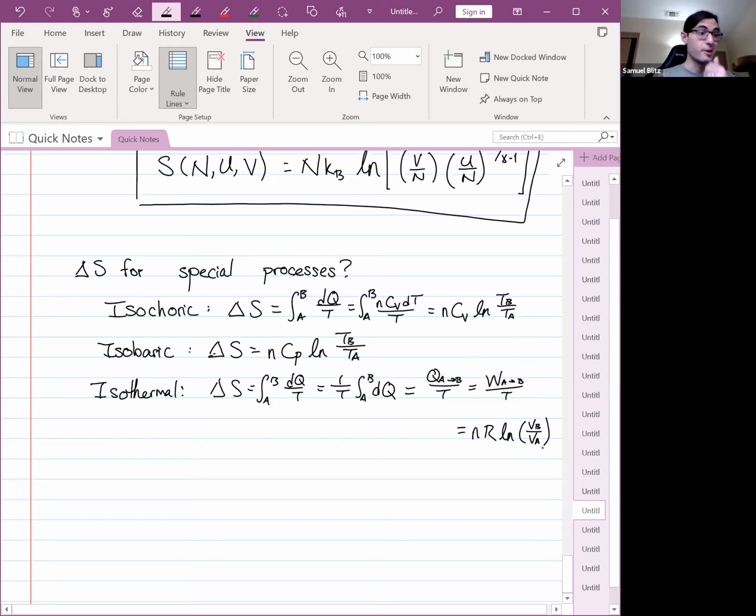That is the change in entropy for an isothermal process.